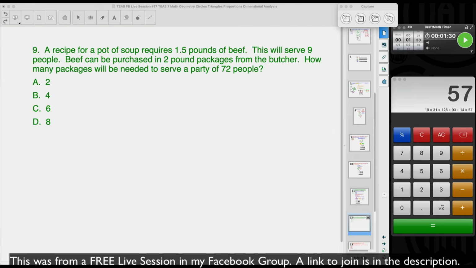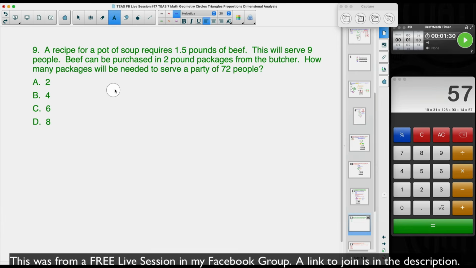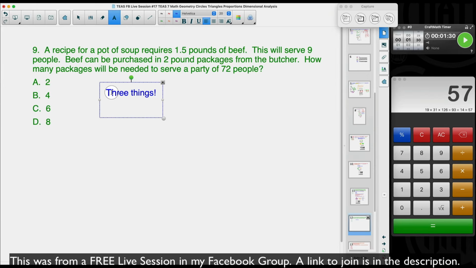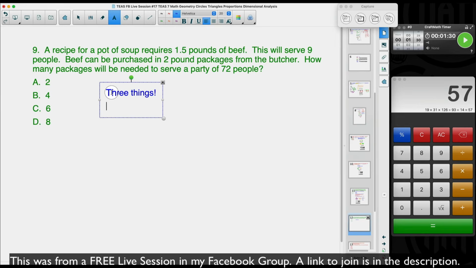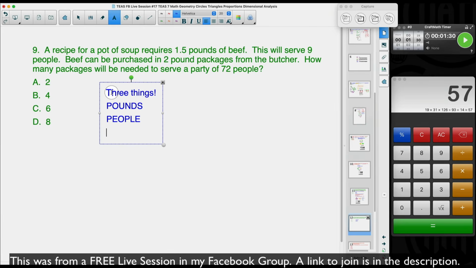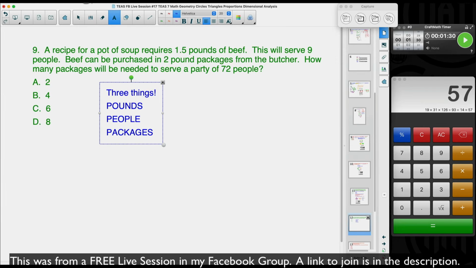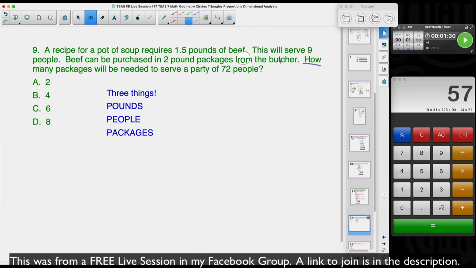And y'all, there's going to be problems that take longer than 1.5 minutes. But here in this one, we are technically comparing 3 things. What are our 3 things? Well, let's look at some things in here that have numbers. I see 1.5 pounds of beef. I see the 9 people. And then look at what the question's asking, y'all. It's kind of hidden, but we got packages. Y'all see what the question's asking? The question is asking, how many packages?